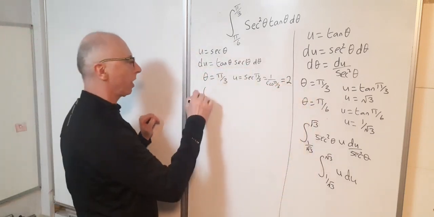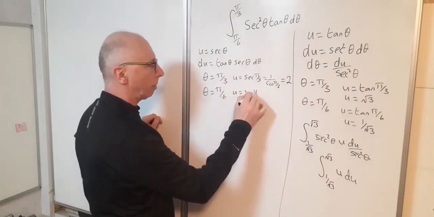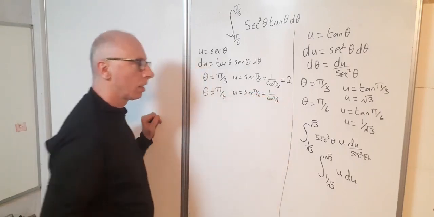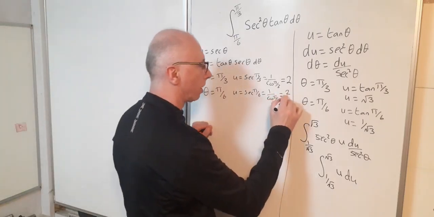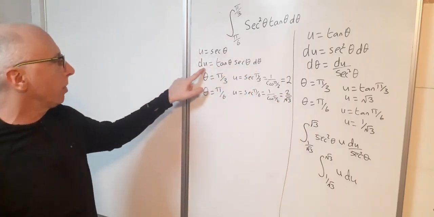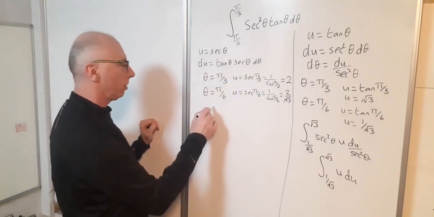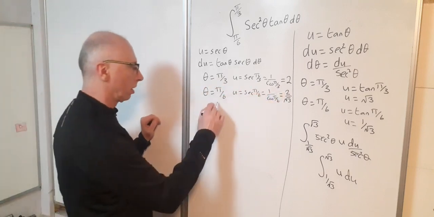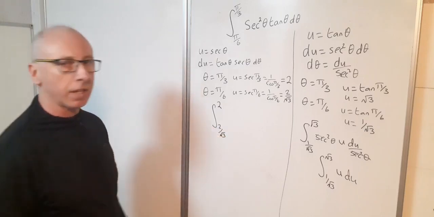Now let's try pi over 6. Same business again. Secant pi over 6 is 1 over cosine pi over 6. Cosine of pi over 6 is root 3 over 2, so this becomes 2 over root 3, as it's just the reciprocal. So now our d theta becomes du divided by that, so we can leave that in there. Let's set up our integral. Our parameters: upper one is 2, lower one is 2 over root 3. So that takes care of that.